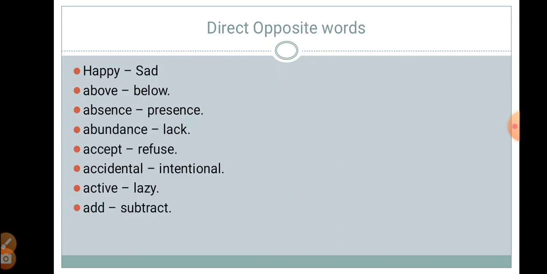Let's look at the direct opposite words. Once you say direct, when you say black, what is the opposite of black? I think you can say white. Are we there? Yes, we are there. So you see, we have happy. The opposite of happy is sad. Are you happy? Yes, I'm happy. I'm not sad. Are we clear?